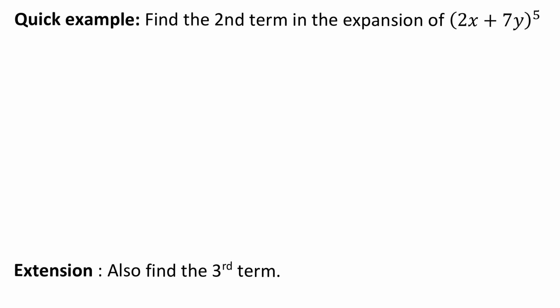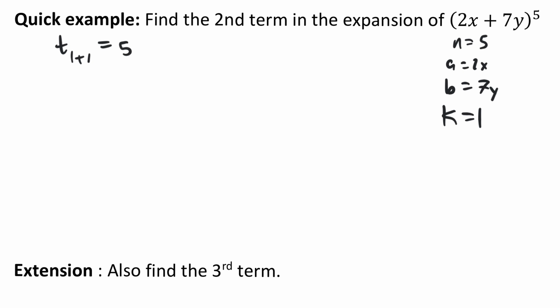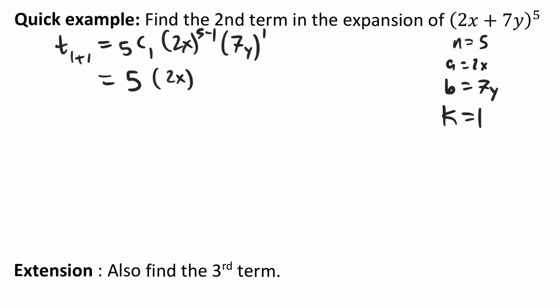All right, I'm just going to jump right into it here. We have n equals 5, a equals 2x, b equals 7y, and k equals 1. t1 plus 1 equals 5c1, 2x to the 5 minus 1, 7y to the 1. Now some of these you might know. 5c1 I know is just 5. 2x to the 4. 7y to the 1 will just be 7y.